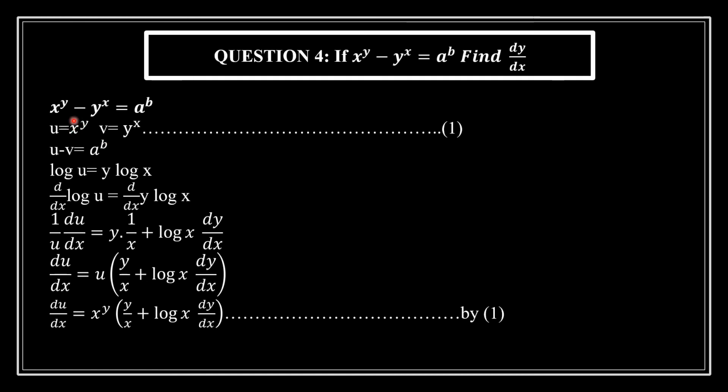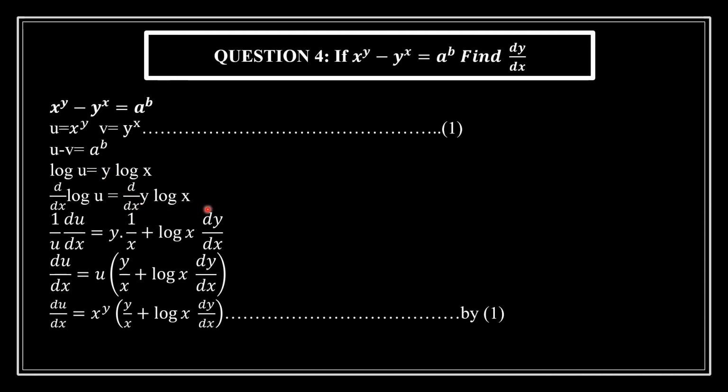Now from here u is equal to x power y, I take only this part and I take the log on both the sides, so I am left with log of u is equal to, this power will come down, y log of x, because u is equal to x power y. You will get log of u is equal to y log of x. Now we differentiate both sides with respect to x. d by dx log of u is equal to d by dx y log of x.